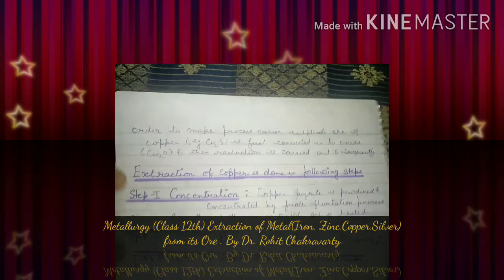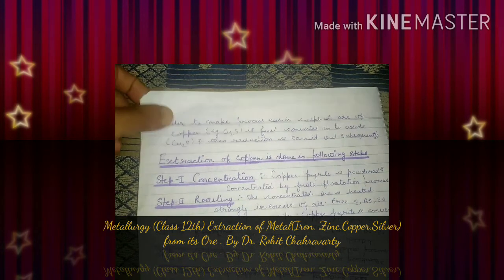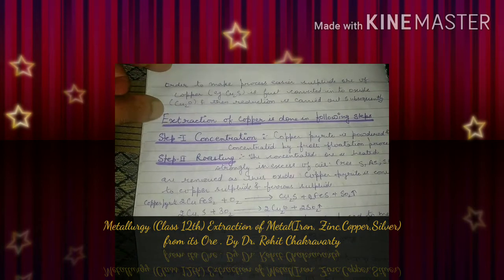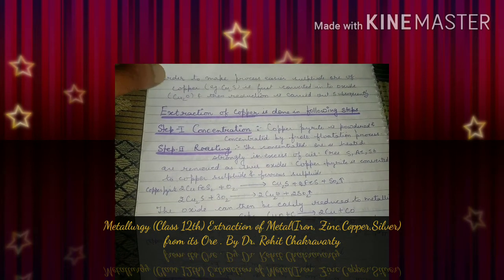In order to make the process easier, the sulfide ore of copper is first converted into oxide, copper oxide. So the extraction of copper is done in the following steps. First one is the concentration. Copper pyrite is powdered and concentrated in the froth flotation process.